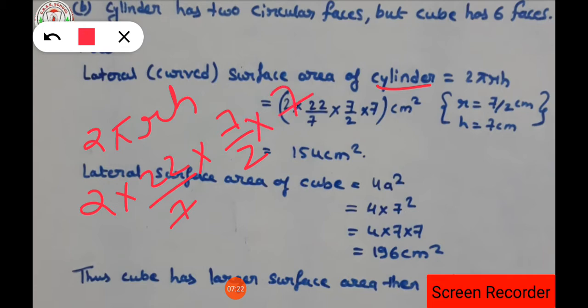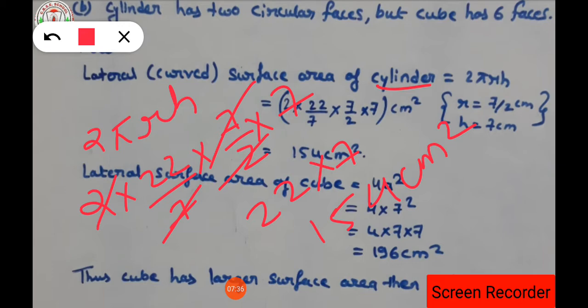So 7 and 7 will get cancelled, 2 and 2 will get cancelled. What is the number left out? That is 22 into 7. So 22 into 7, that will be 154 centimeter square. So this is the lateral surface area of a cylinder. In the same way, we have to find the lateral surface area of a cube. That formula is 4a square. The lateral surface area of a cube, or curved surface area of a cube, is equal to 4a square.